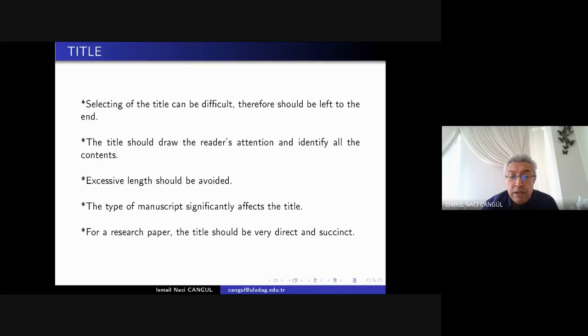The type of manuscript significantly affects the title. If you are writing a political paper, then you must have a provocative title. But if you are writing, as in our case, a research paper in science, mathematics, social science, health science, doesn't matter, the title should be very direct and succinct.